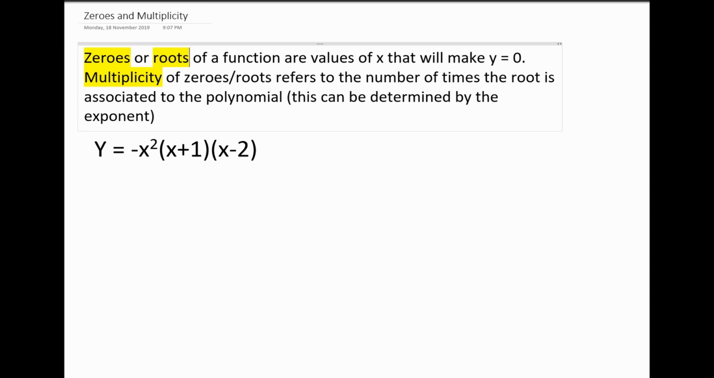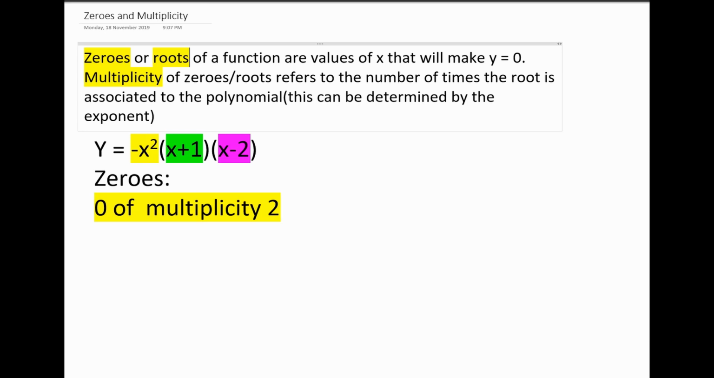In this video, I'm assuming that you already know how to compute the zeros or the roots of a function. The samples here that I will show are already factored, so we can identify the zeros of the function easily. In this example, we have y is equal to negative x squared times x plus 1 times x minus 2. This one is already in factored form.